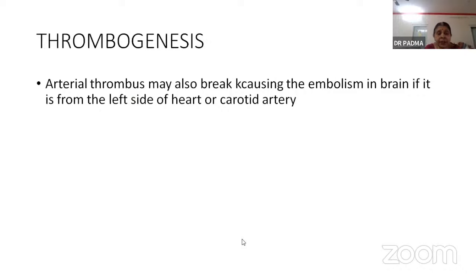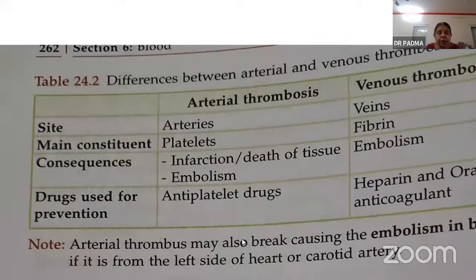Next, thrombogenesis takes place through arterial thrombus, which may break because of the embolism in the brain, if it is from the left side of the heart or the carotid artery. So the difference between the arterial and the venous thrombus, you have to differentiate, because the treatment differs here. So arterial thrombus, it's mainly in the arteries. The main constituents are platelets. The consequences are infarction in whichever organ it is, or the death of the tissue. And later on, embolism also can occur in certain of the places.